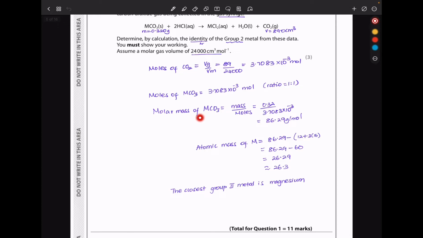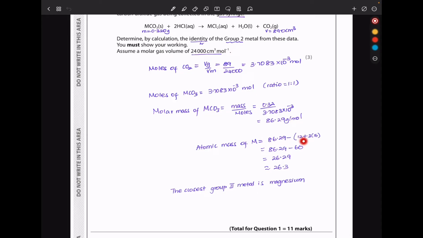So to find the molar mass of the metal carbonate, we will do the mass divided by the number of moles. The mass is 0.32 divided by the moles we have here, and I got 86.29 g/mol. Now to find the atomic mass of the group 2 metal, I have to get the total molar mass and subtract the component from the carbonate.